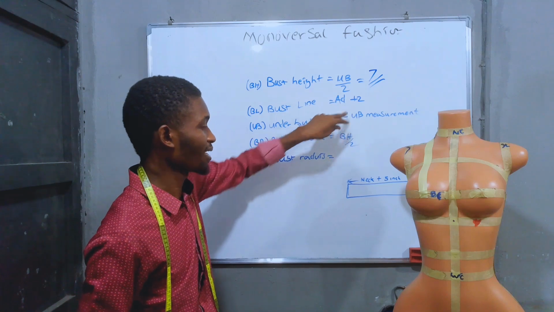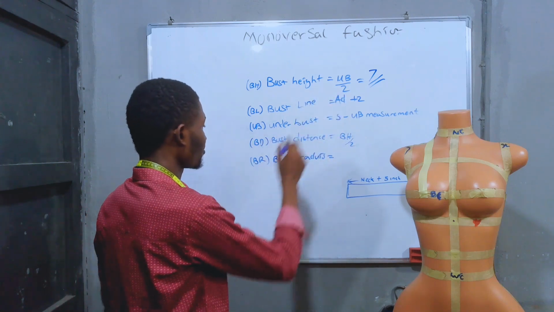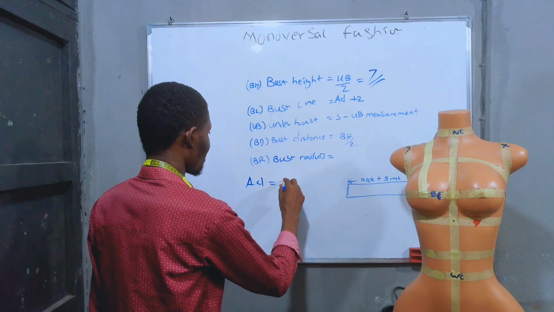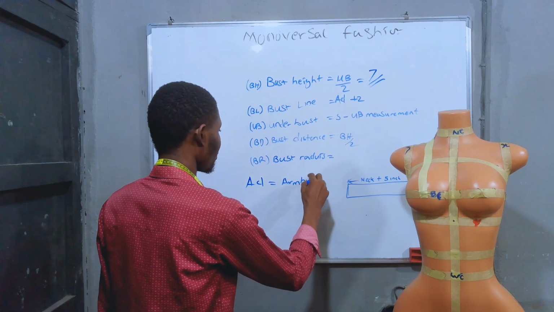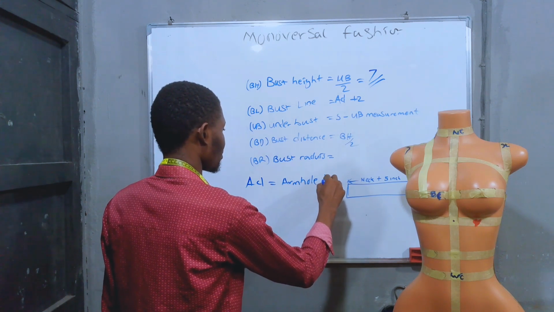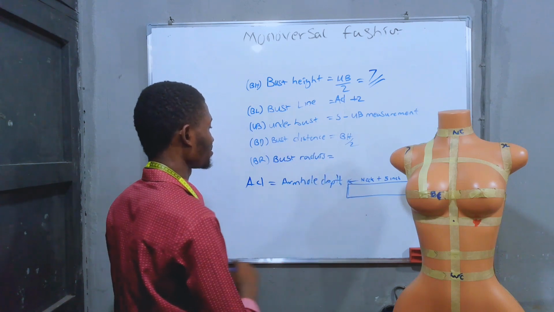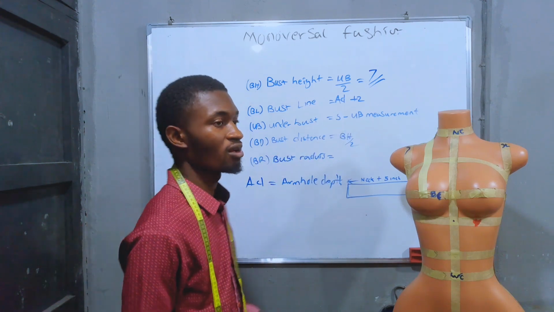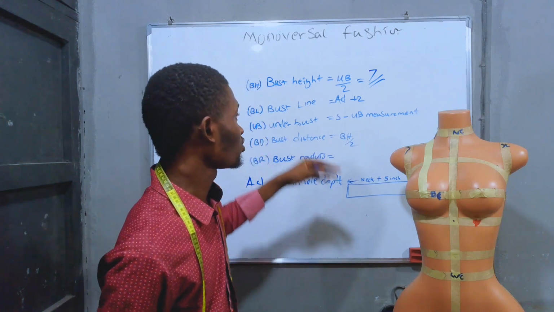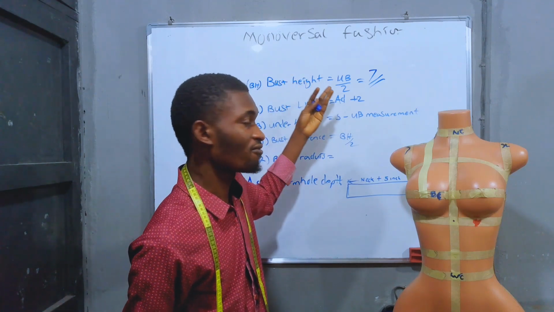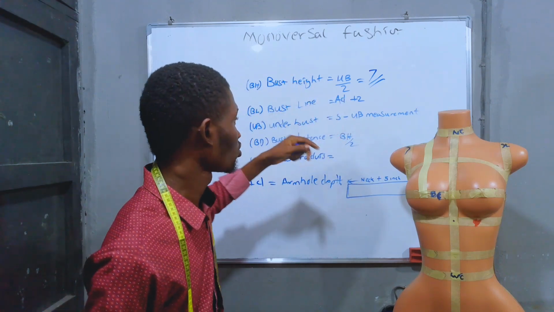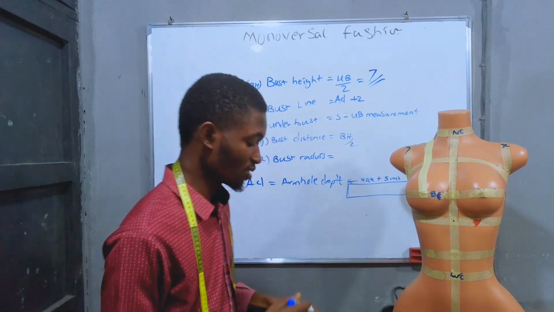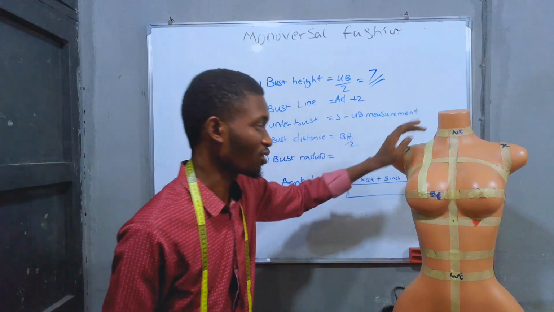This is our armhole depth line. The AD stands for armhole depth line. So after you have gotten your armhole depth, you add 2 inches to it. That will give you the area where the bust line is, or you can measure it with your hand.